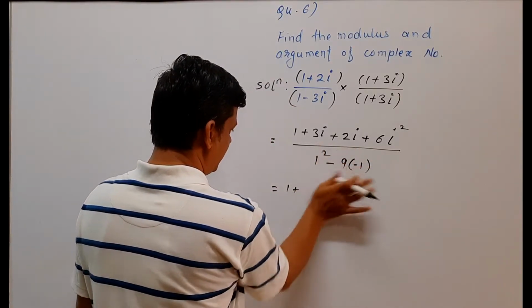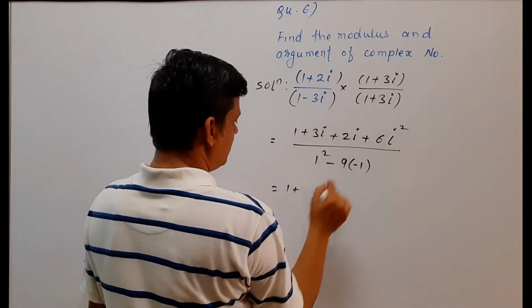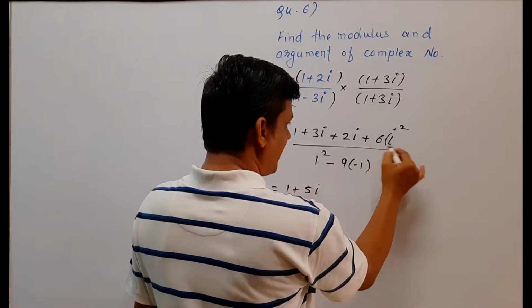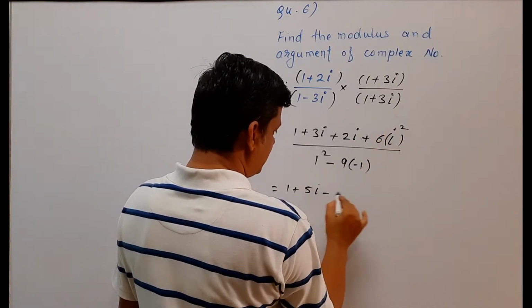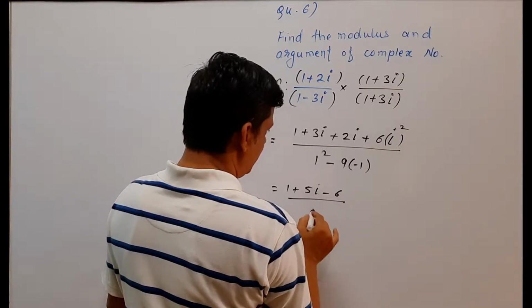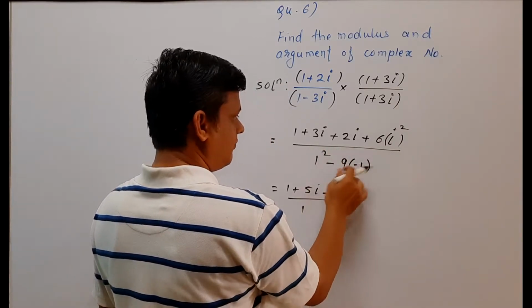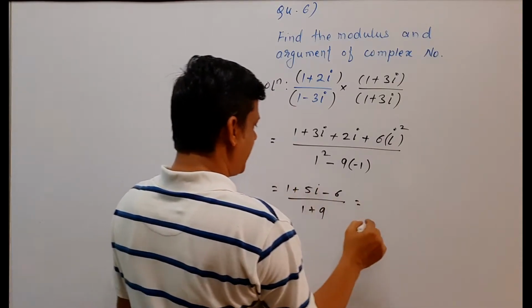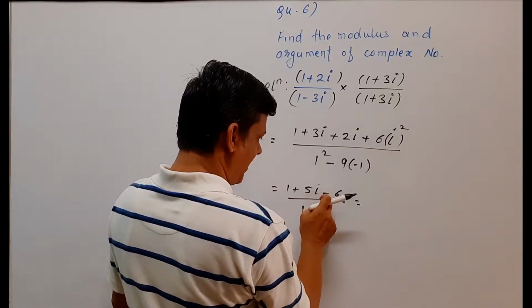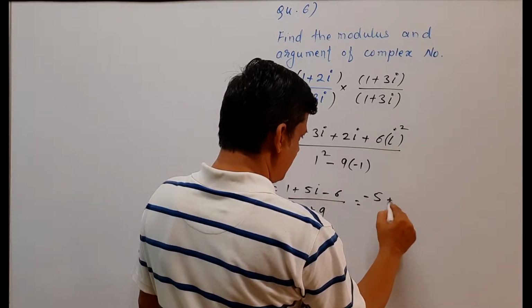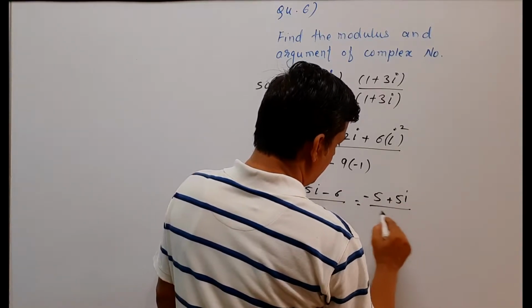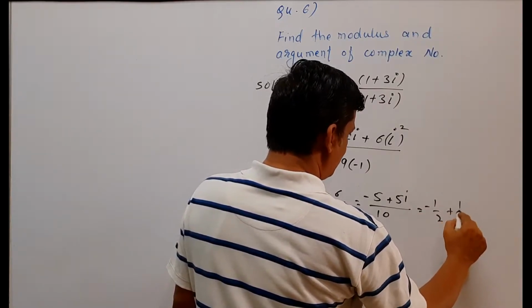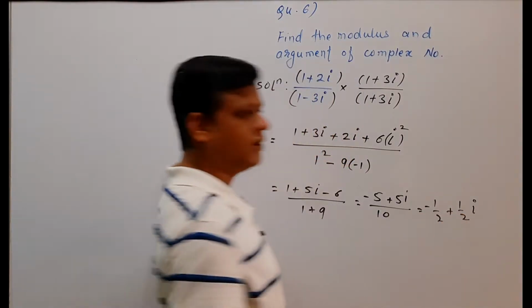So we calculate here 3i plus 2i which is 5i. Here i square is minus 1, so minus 1 into plus 6 we get minus 6, upon 1 square is 1. Minus minus gets plus, so 1 plus 9 is 10. We get 1 minus 6, which is minus 5, plus 5i, upon 10. So we separate the parts, we get minus 1 by 2 plus 1 by 2 into i.